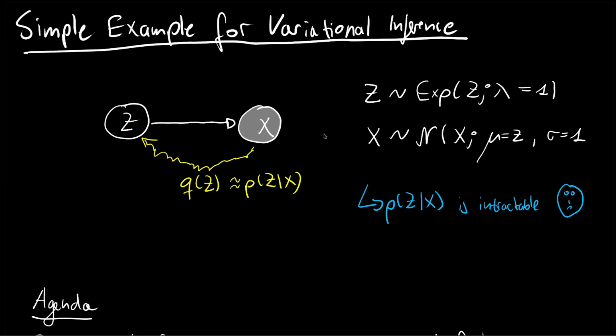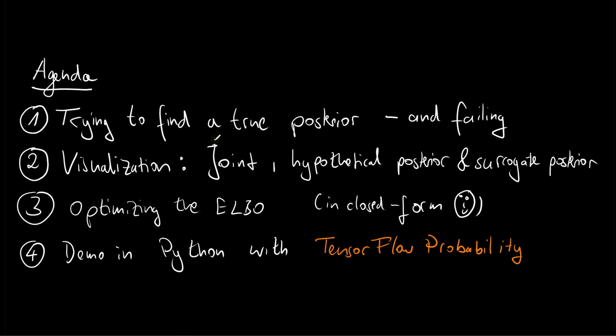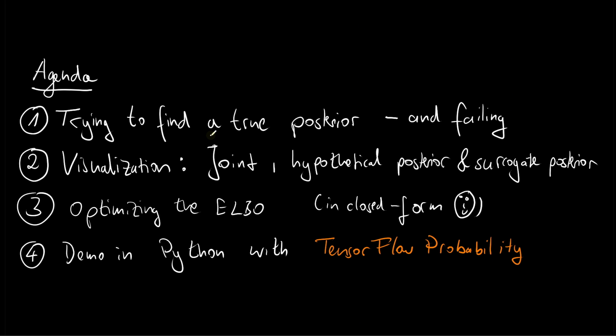Hi and welcome to this new video. Variational inference can be challenging to understand at first, so I think it's a good idea to look at this rather simple example of the exponential normal model. The agenda for this video is that we will first try to be naive and find a true posterior. We are going to fail because in this particular model we have to solve an intractable integral.